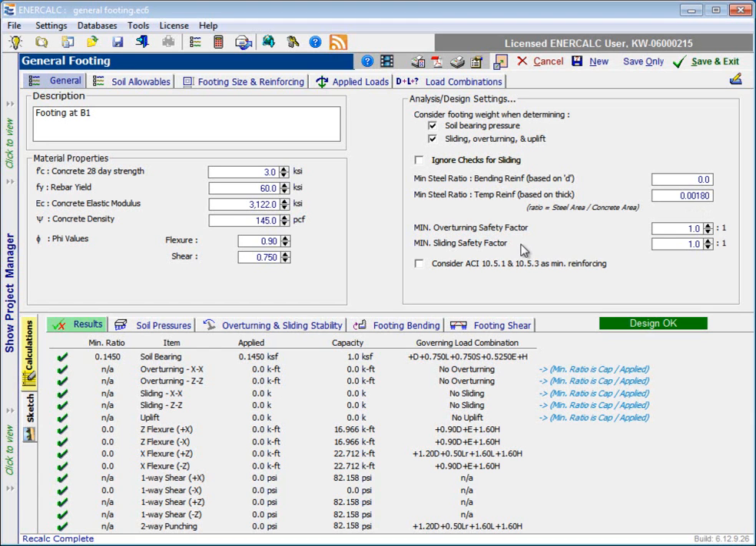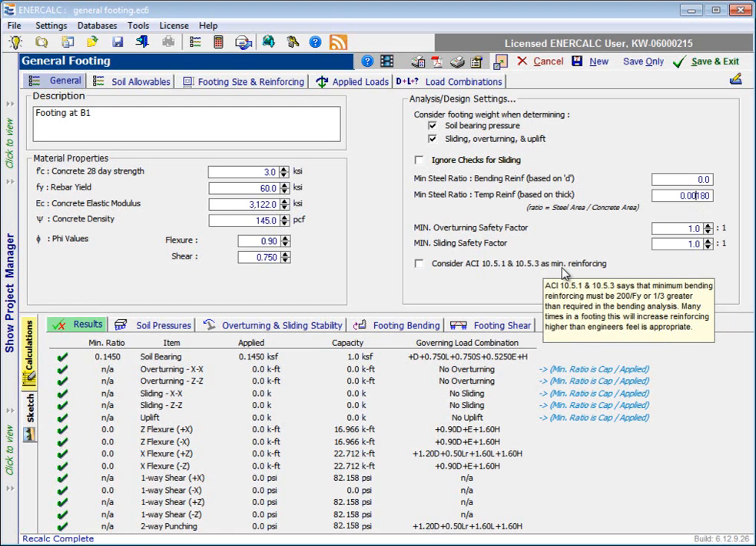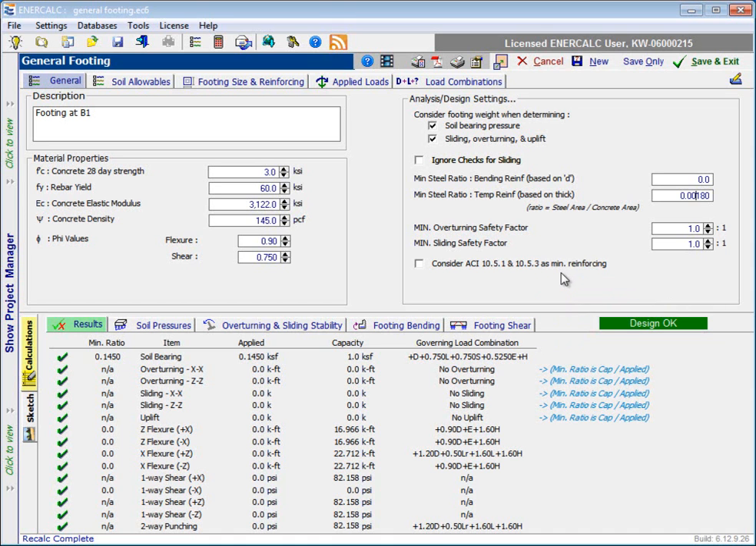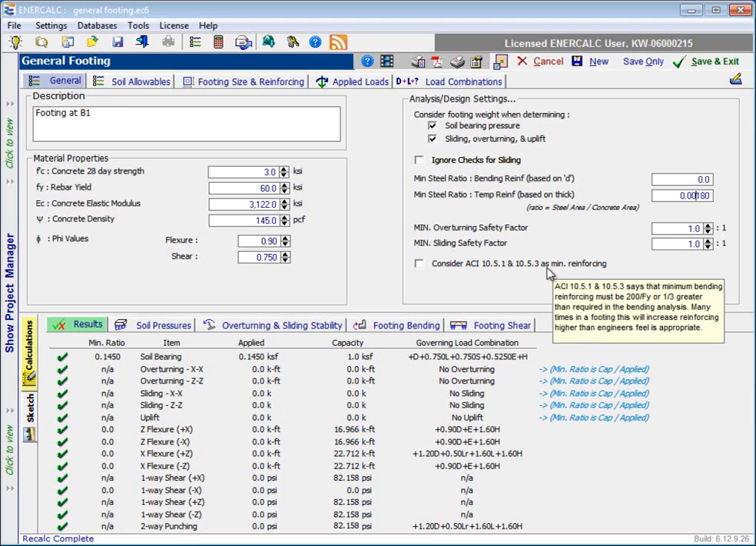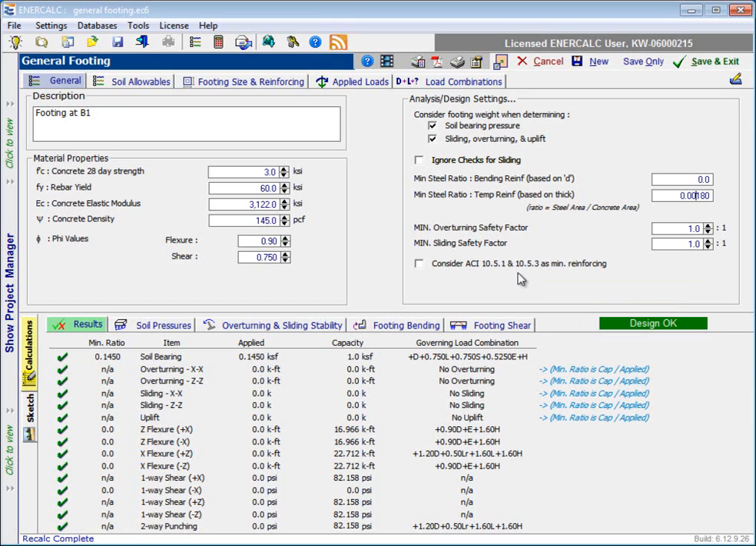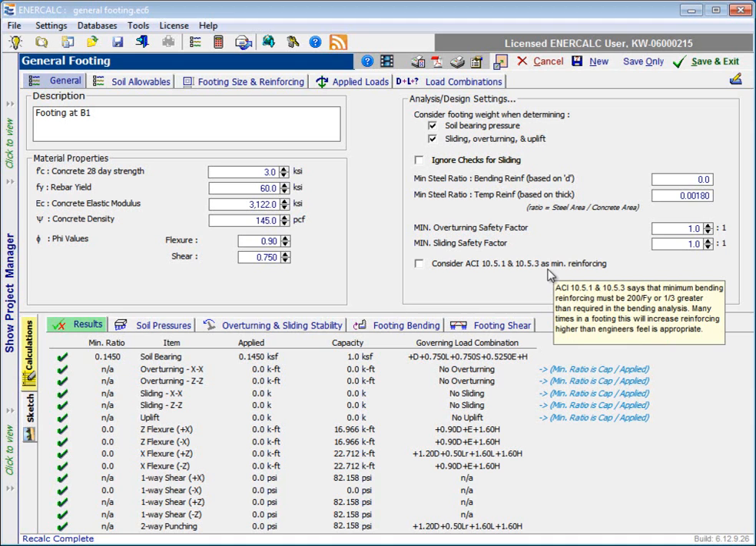I'll skip the factors of safety for just a second and come down to this last checkbox called Consider ACI 10.5.1 and 10.5.3 for minimum reinforcing. This is provided as an option for some specific instances where a user may want to hold to those particular values as minimum reinforcing for a footing. It's generally understood now that this is not applicable to footings, so it is created as an option in case you happen to have a footing where you want to hold this more stringent reinforcing criteria. But for our exercise, I will definitely leave that one deselected.